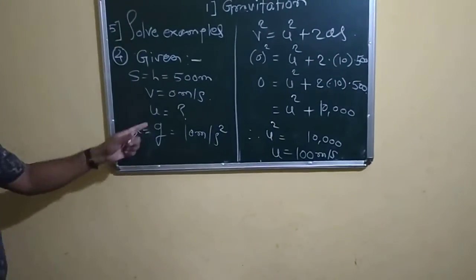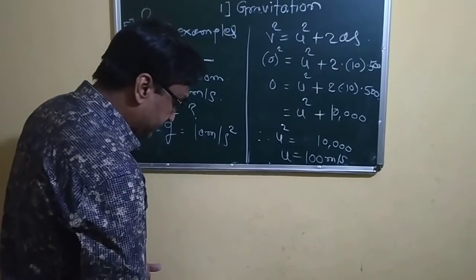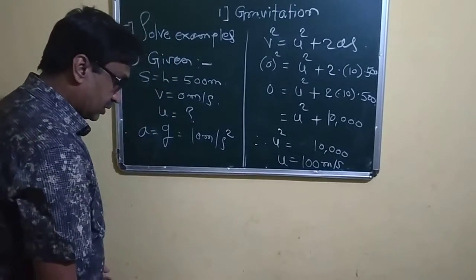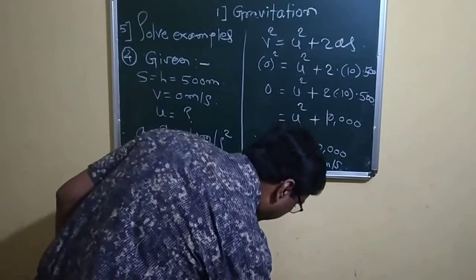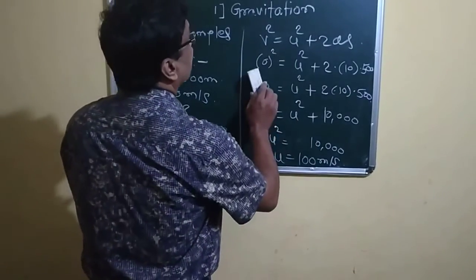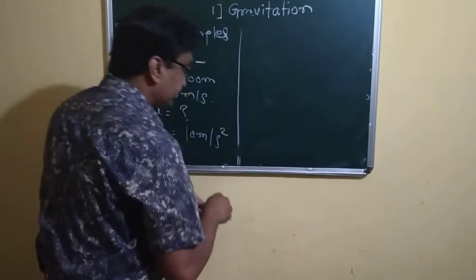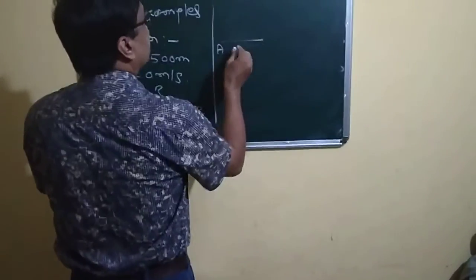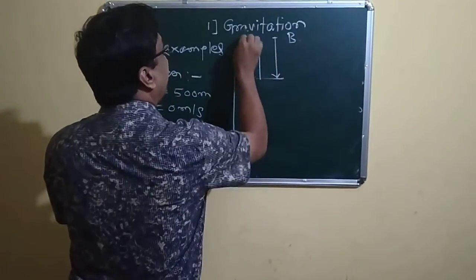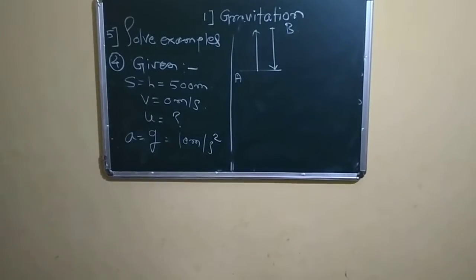So in this way we have found u, that is 100 meter per second. And after that, how long will the object take to come back to the earth? Let's see. That means this object is starting vertically upward, goes from A to B and then from B to A. In this way we have to find out the time.